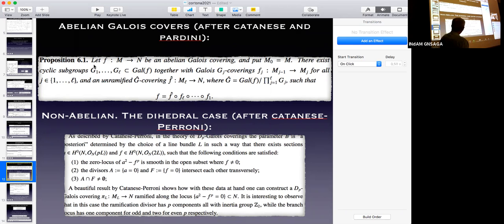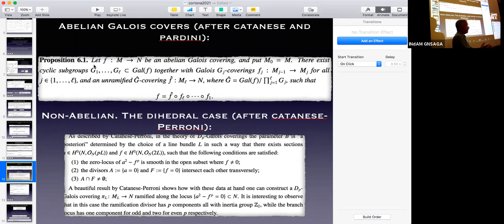But then, if the group is not supposed to be cyclic and not even abelian, then, for example, what Catanese and Perroni did for the dihedral case is the following. You want to construct this cover: pick a line bundle on the manifold.